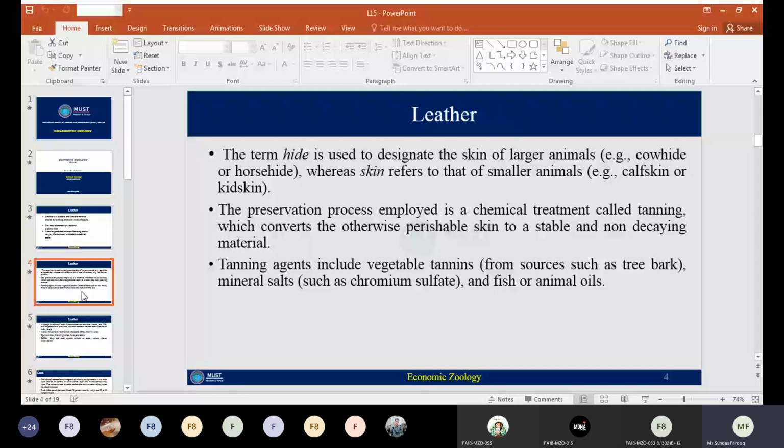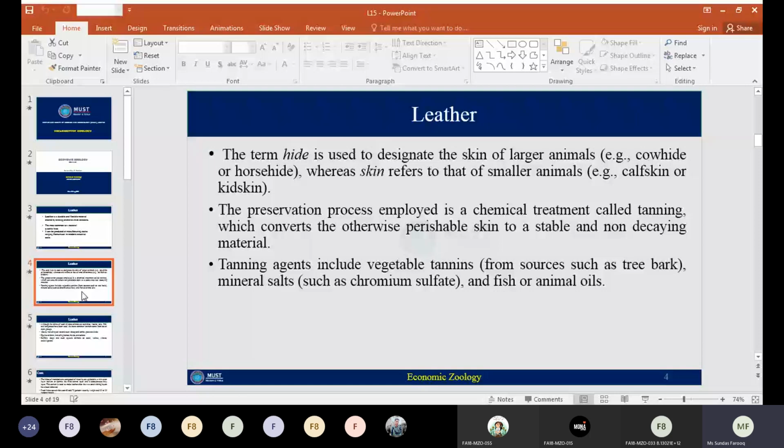We would generally discuss different types of preservation processes. Different preservation methods are employed that involve different chemical treatments, called the tanning process, which converts the animal skin into stable and non-decaying material. The way this skin is treated involves different chemicals, and by treating with them, the animal skin becomes stable and resistant to decay.